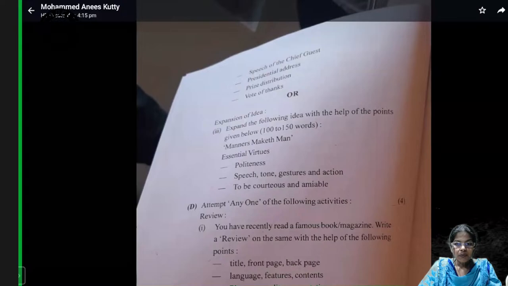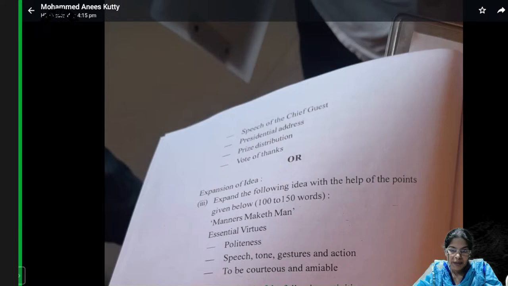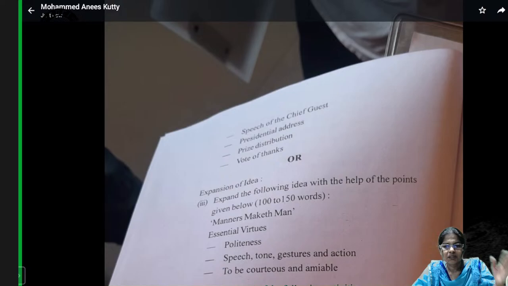So expansion of ideas: you are given a proverb, a saying, and you're supposed to expand it with the help of the points. The points are also given to you. Manners make man. So it's an old proverb. Basically, it says that if you have good conduct, it has an influence on your character. They're talking about essential virtues like politeness, speech, tone, gesture, action, courtesy, amiability, etc.